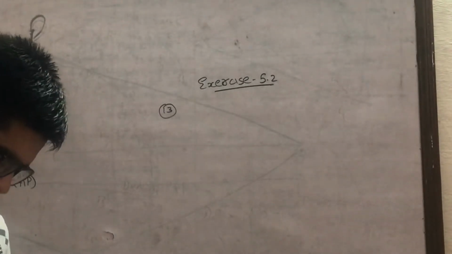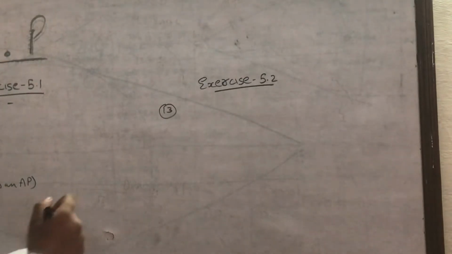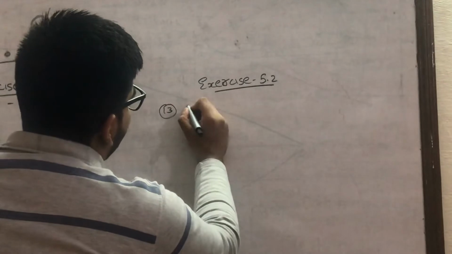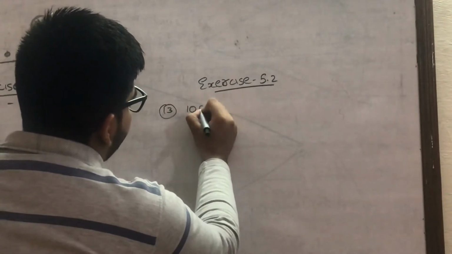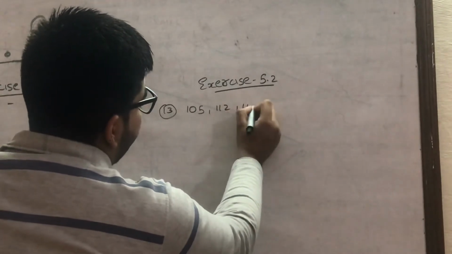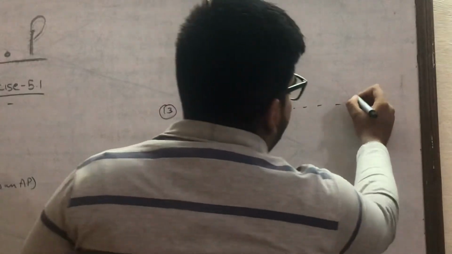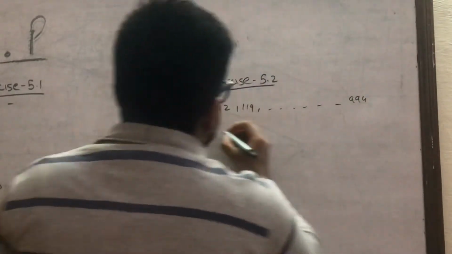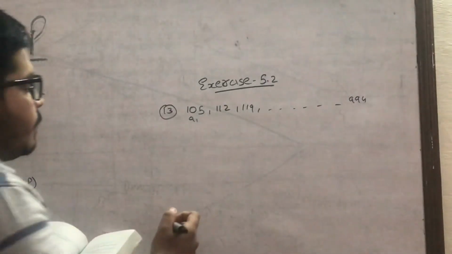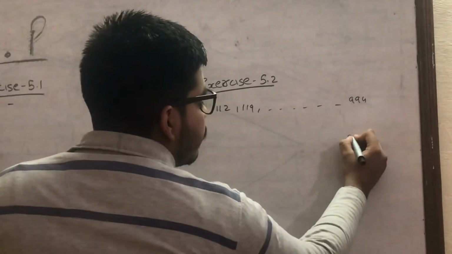Question number 13 says: how many 3-digit numbers are divisible by 7? So the first 3-digit numbers which are divisible by 7 are 105, 112 and 119. And the last one is 994. Very good. So 994 you have marked up. Show our audience that 994 is divisible by 7.